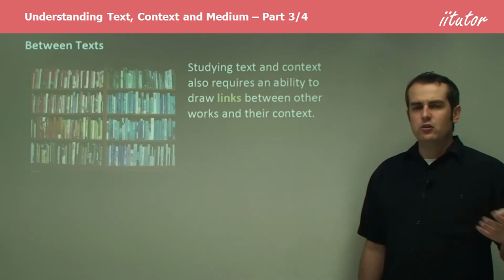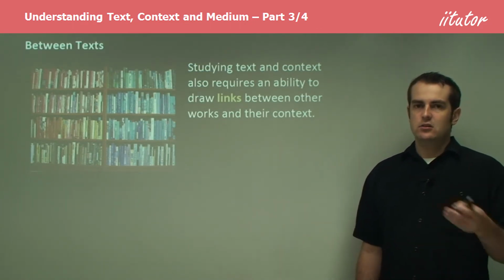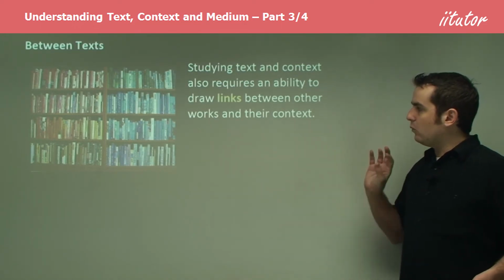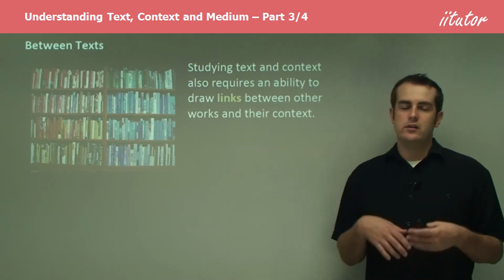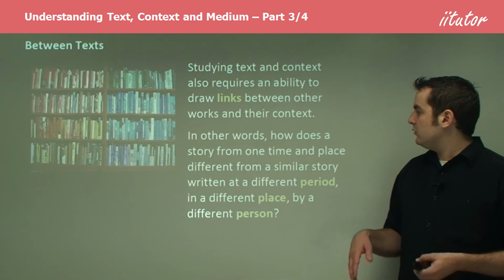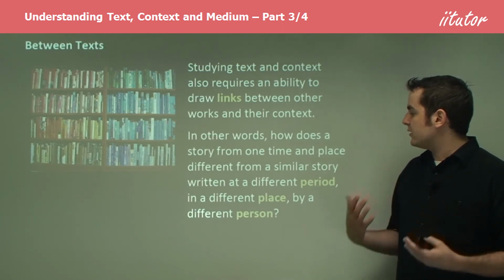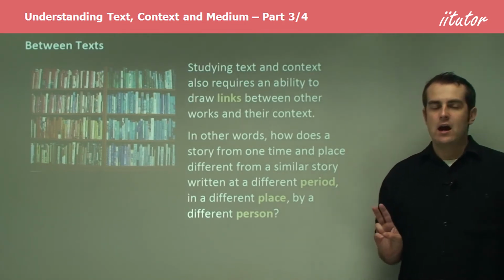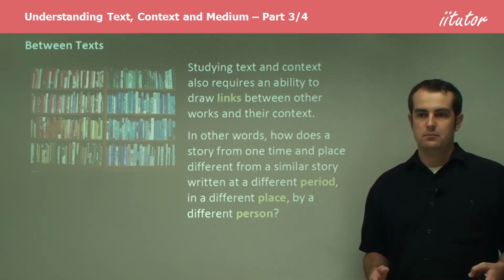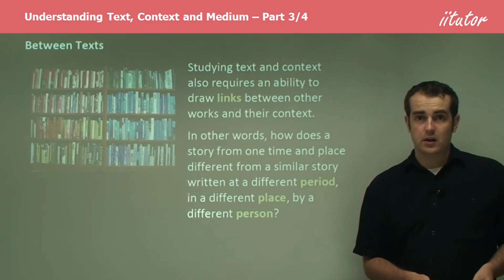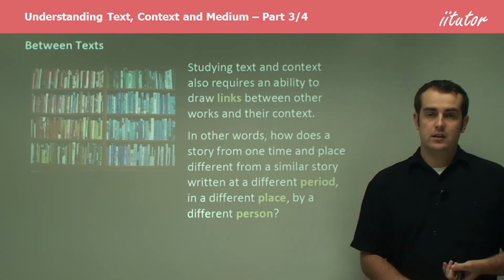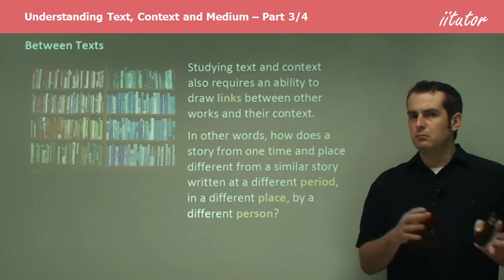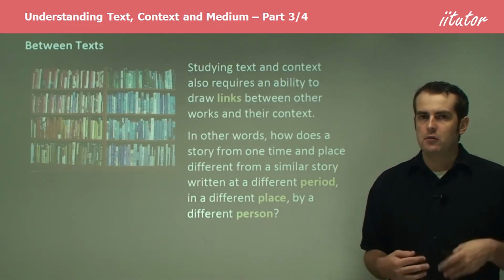Alright, you may also be asked to draw links between texts. Now, text and context involves comparing texts to each other as well. So by comparing a work to its counterparts, works that are similar, works that have links to others, you could look at how a similar story is written at a different period, a different place, by a different person. So, for instance, if you're looking at how a horror movie or a horror text has been composed now as opposed to maybe 50 years ago, there's a big trend difference. Older horror movies have a lot more emphasis on suspense and drama, whereas modern horror movies are dependent more on violence, gore, and trying to shock the audience.